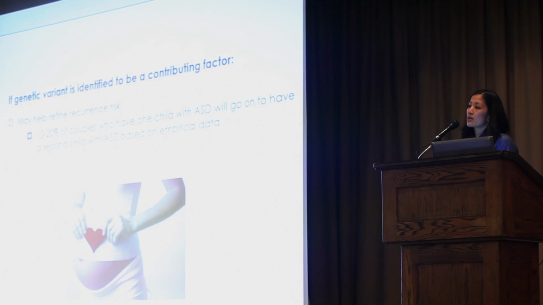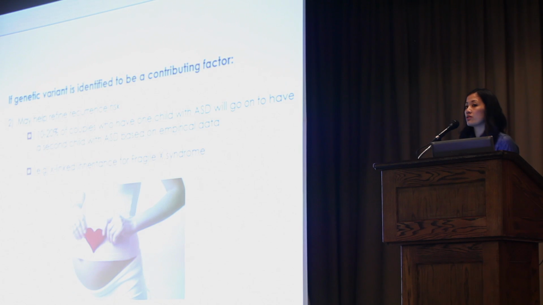In the past, if we don't know the underlying genetic contribution, then we have to rely on empirical data, where they study a group of families where one child is affected with autism, and count how many of the subsequent children go on to have autism. The studies have produced numbers between 10 to 20% of couples who have one child with autism will go on to have a second child with autism. That's the limited information we have, so not a direct number that we can give to the family.